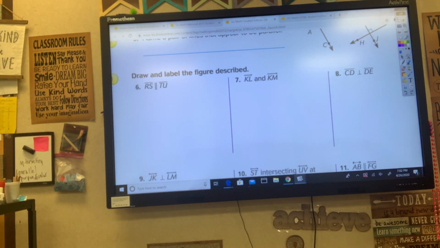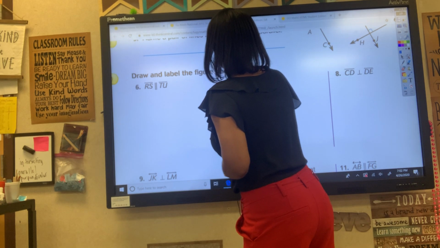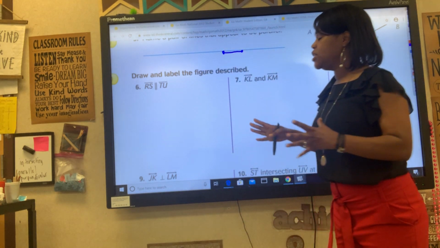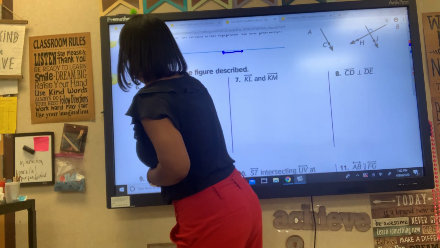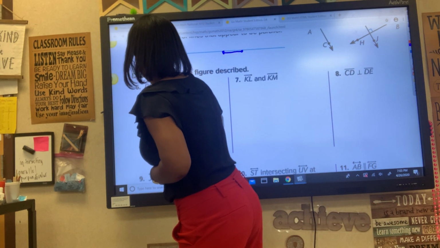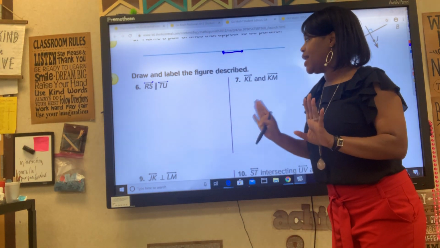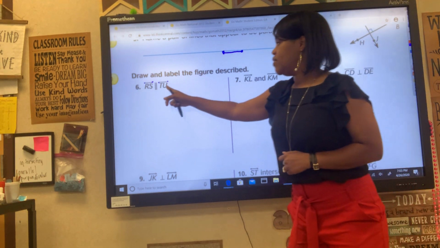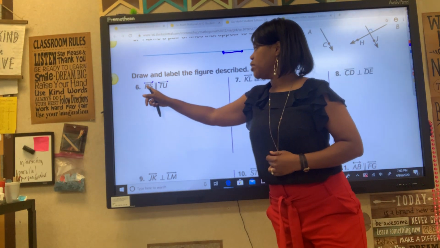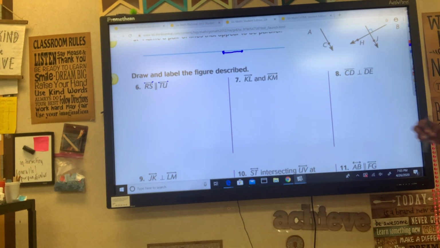So let's look at number 6. Ray RS, remember this symbol is a ray. It's part of a line. It doesn't continue. It will have 2 dots on the ends. Although you can't see them here, there's a dot here, indicating an endpoint. An arrow on each side indicates lines. Okay, so line segment RS, this symbol is parallel. Line segment RS is parallel to line segment TU.